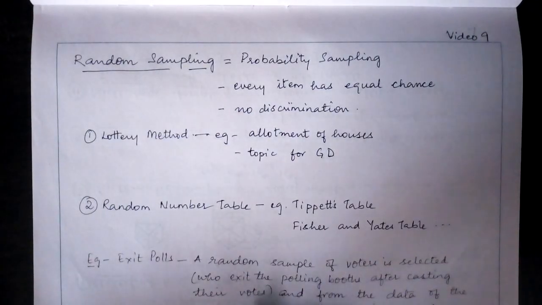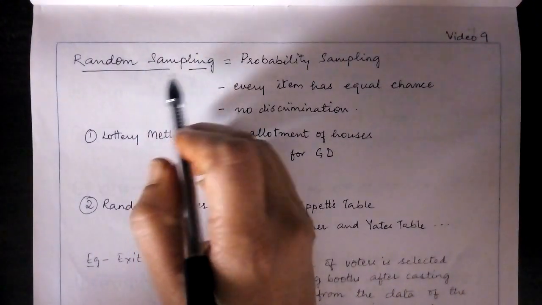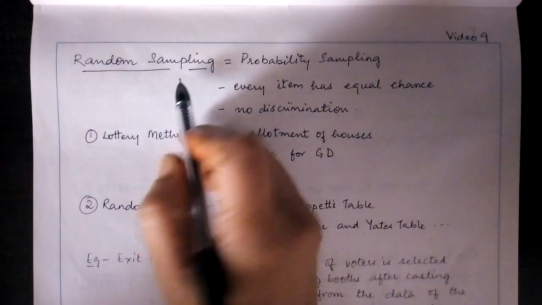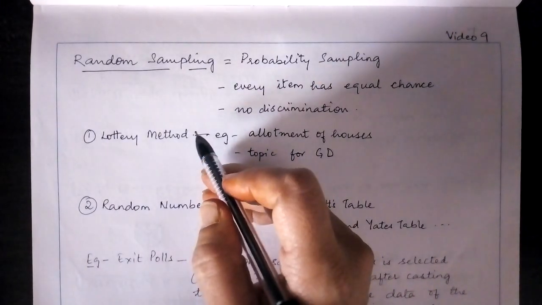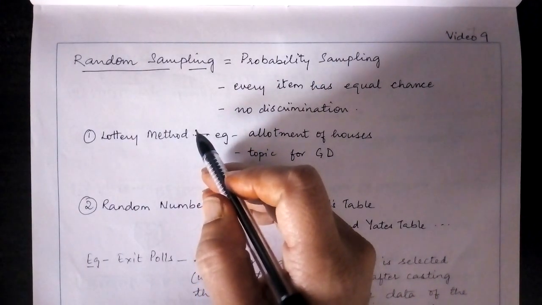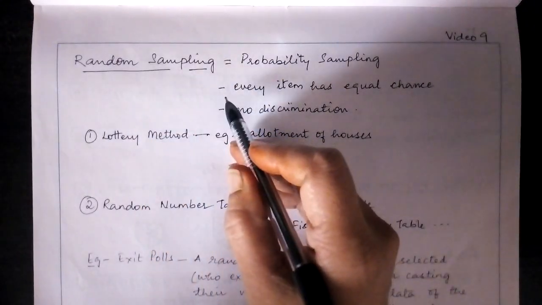In today's video, video number 9, we are going to learn about random sampling. In the previous video, we learned about census and the sampling methods. Today we are going to learn the types of sampling, and the first one being random sampling.